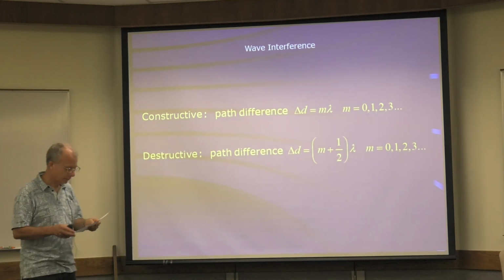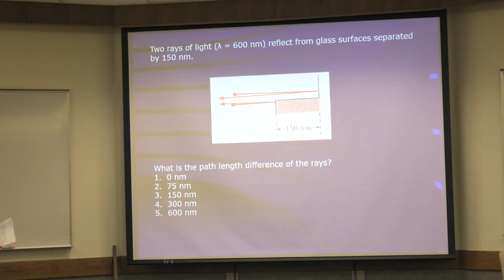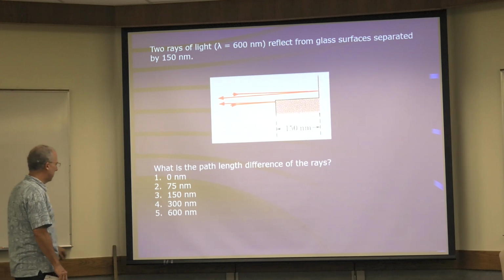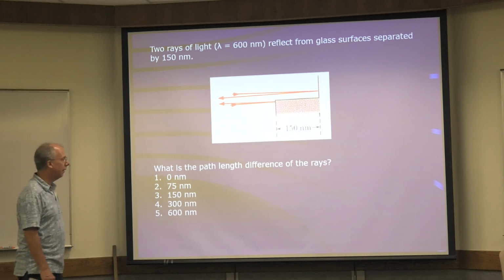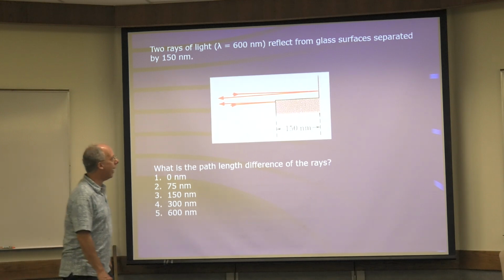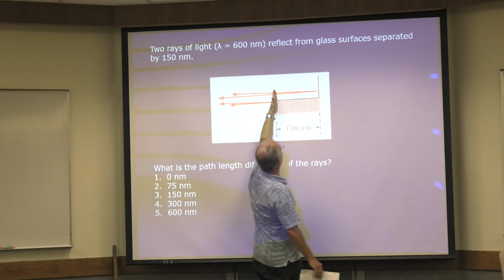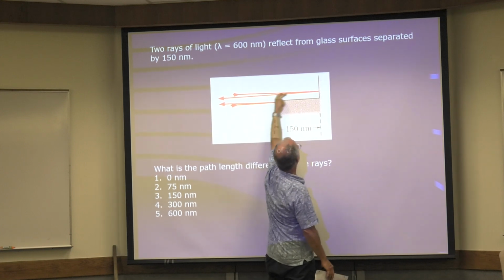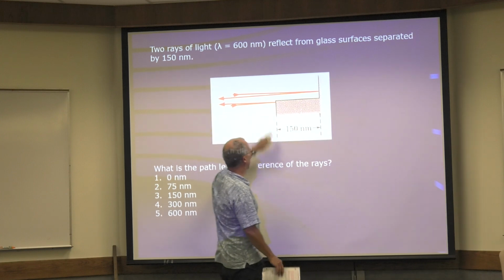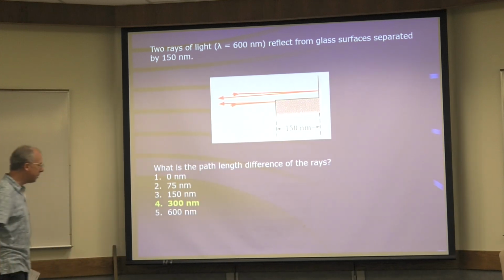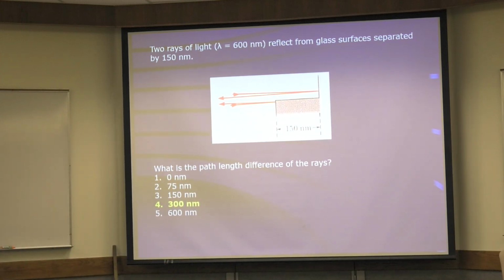Okay? All right. Two rays of light reflect from glass surfaces separated by 150 nanometers. What's the path length difference? So pause your video and figure it out. Okay, so you're back. So this one travels this and this, right? This way and then that way. So this one travels 300 nanometers more than that one. So therefore, the path difference is 300 nanometers. Okay?